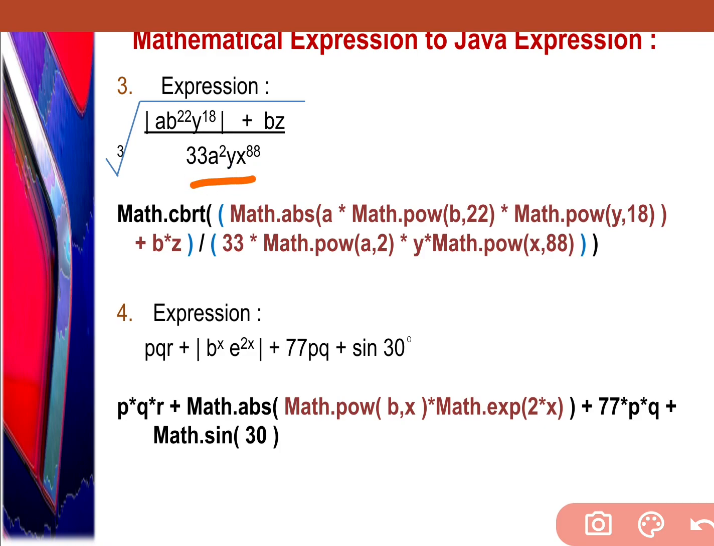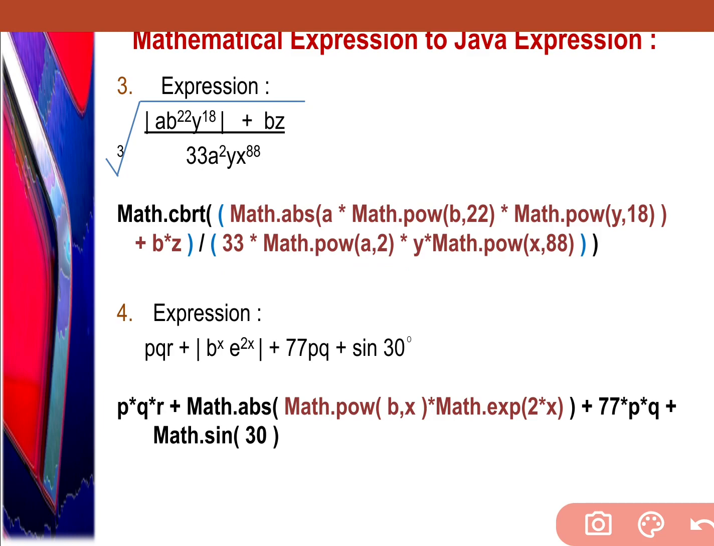Then for the denominator, we have to mention a bracket for the denominator: 33 into a to the power 2 into y into x to the power 88. See, 33 into Math.pow(a, 2) into y into Math.pow(x, 88).